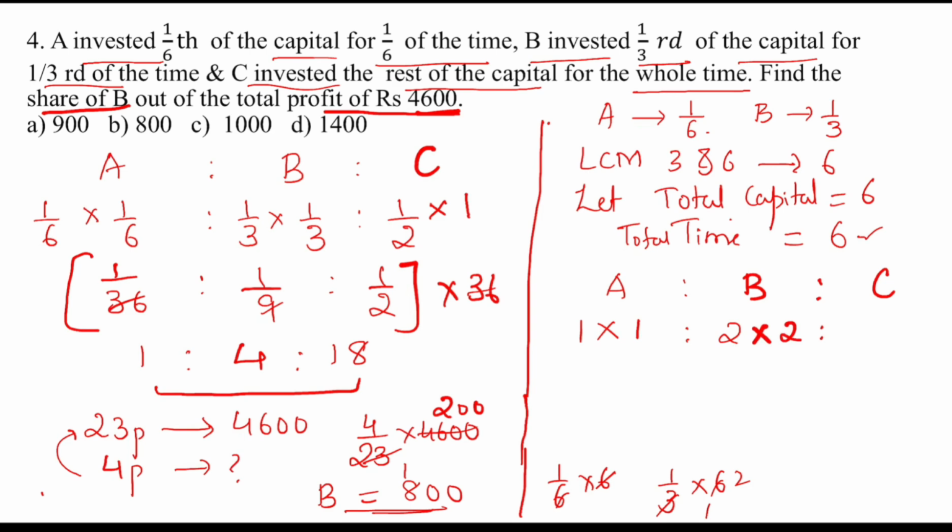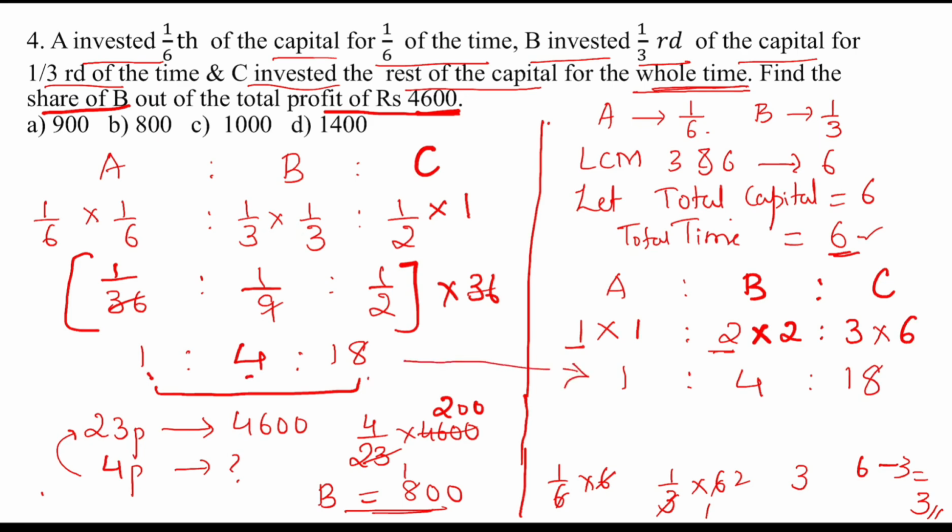Then C invested the remaining, isn't it? Now A invested 1 rupee and B 2 rupees. Then total A and B invested how much? 3, and the total is 6. So 6 minus 3 is 3 remaining, so that is invested by C. So 3 into, for the whole time they are saying, C invested for the whole time. Whole time is 6. Now 1 into 1 is 1, 2 twos are 4, and 3 sixes are 18. So the same ratio we got, 1:4:18.